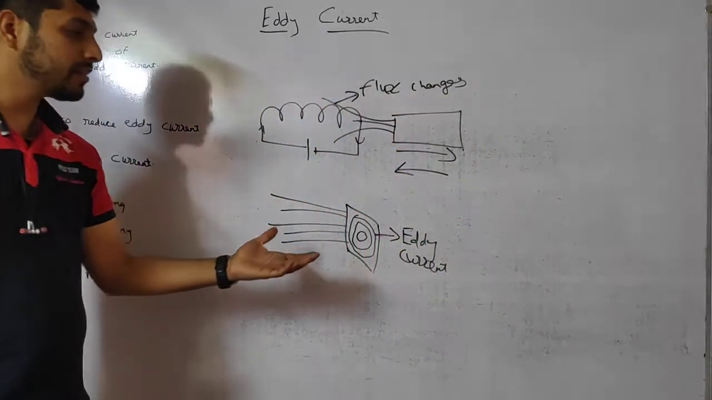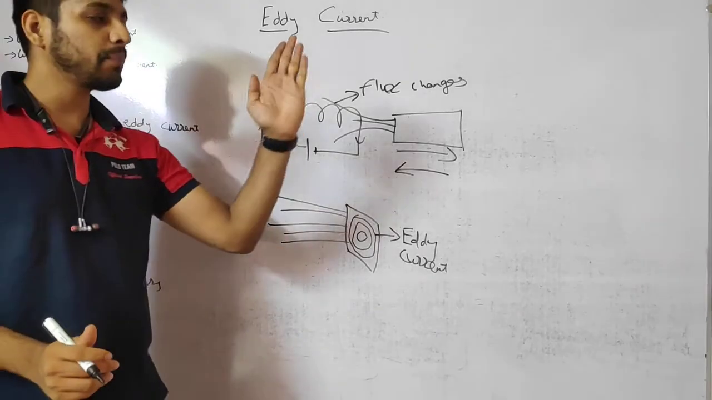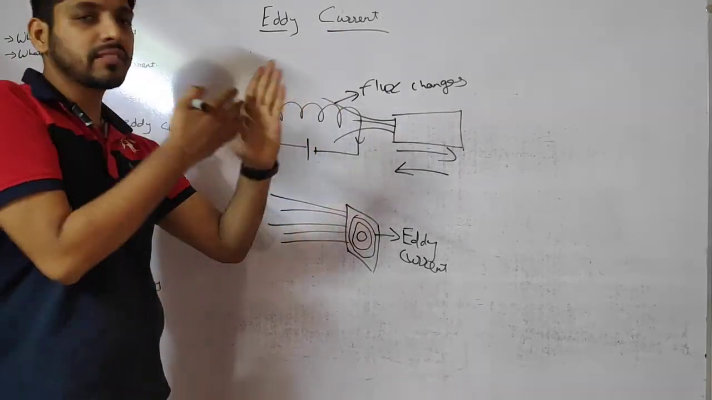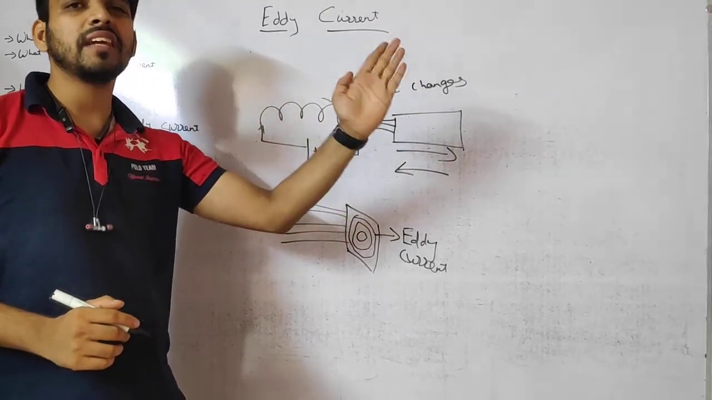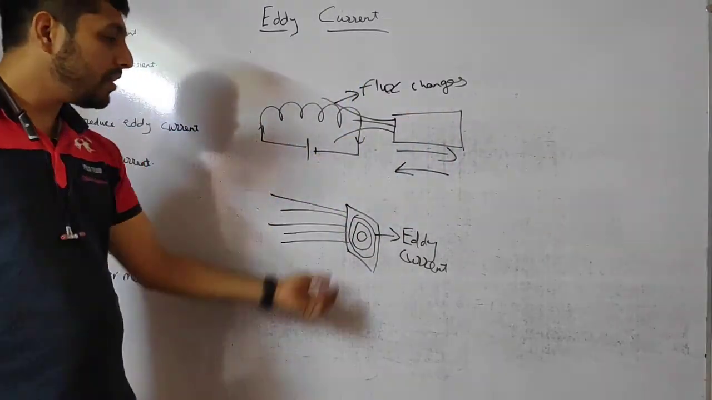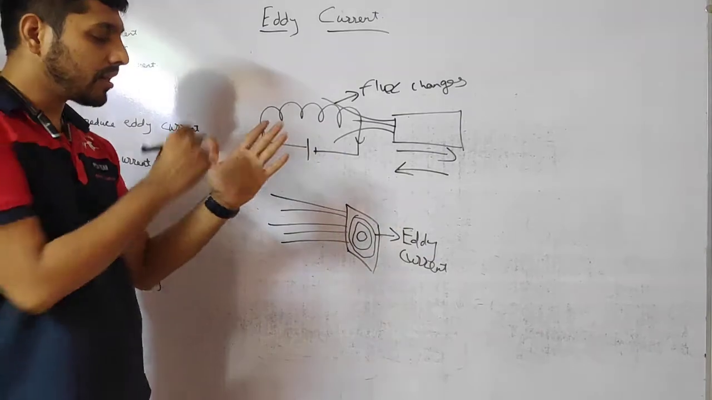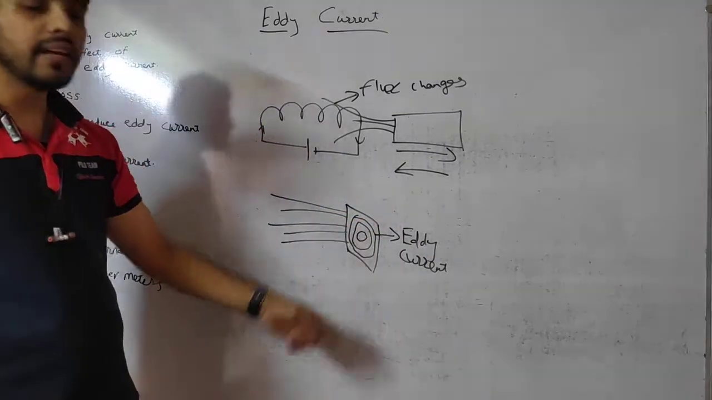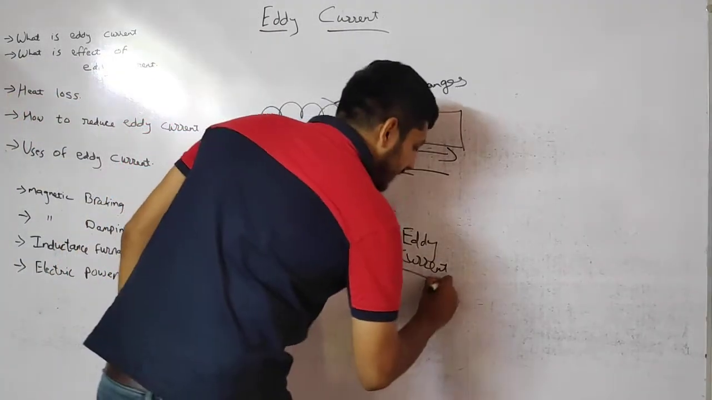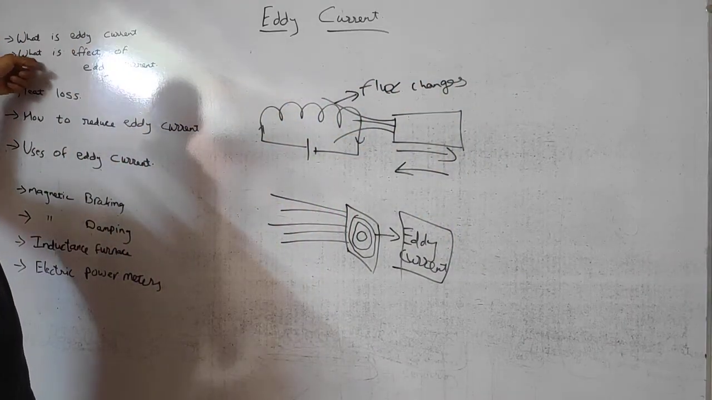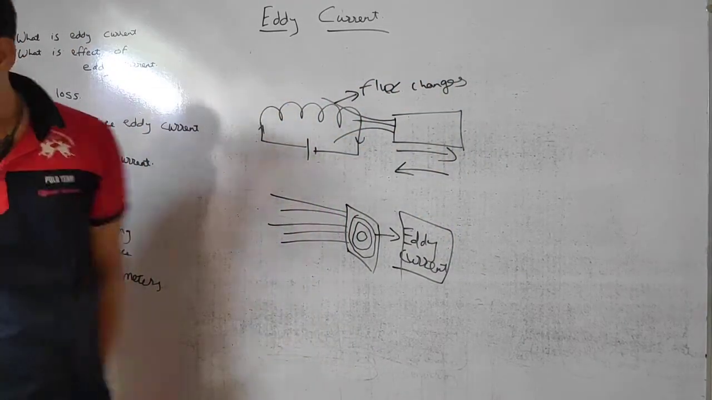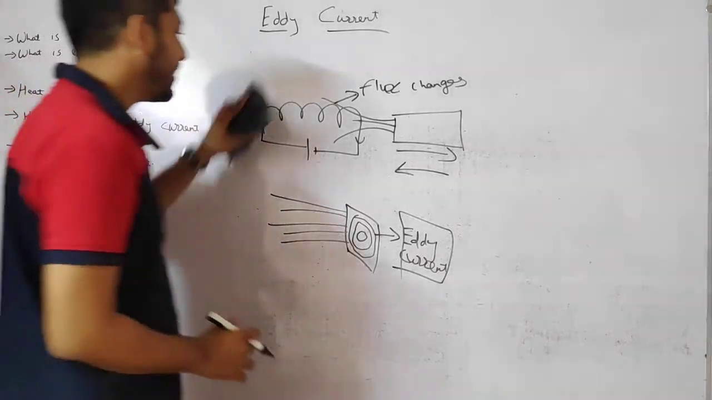So a current that is induced in a plate, like suppose this is a plate, and if this cuts any magnetic field lines, or there is change in flux, then it will induce some current, and that current will be in the form of these eddies, and this is known as your eddy current. Okay, now we will be moving towards the second topic, that is what is the effect of eddy current.